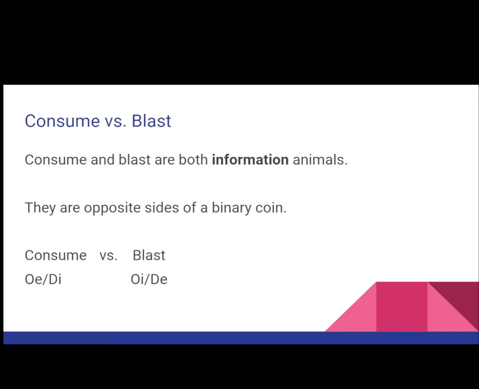So consume and blast are what are considered to be information animals. So consume is taking in new information for oneself, and then blast is taking their known information and sharing it with others. So blast and consume also make up opposite sides of a binary coin. So consume has the human needs of OE and DI, and then blast is the opposite with the needs of OI and DE. So everybody uses both consume and blast, but people are going to tend to be stronger in one than the other.